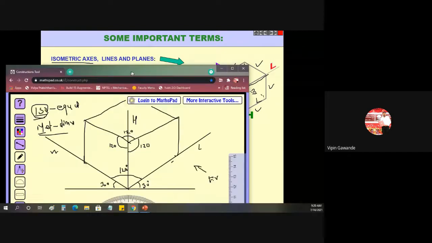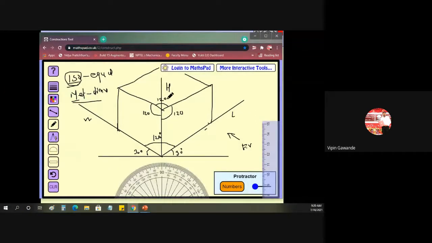So what we are saying here: this is the vertical line, and these are called the isometric axes. The lines drawn parallel to the isometric axes are called isometric lines. Because of that, we get the planes: this is one plane, this is the second plane, and this one is the third plane. That is called the isometric planes. So remember this one. This is very important, and you will get MCQ questions based on it.